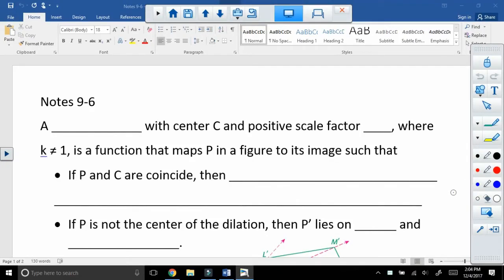Class, here is the last section of chapter 9. We are going to do a little more detailed look at dilations today. We looked at them a little bit before, and now we're just going into a different aspect.